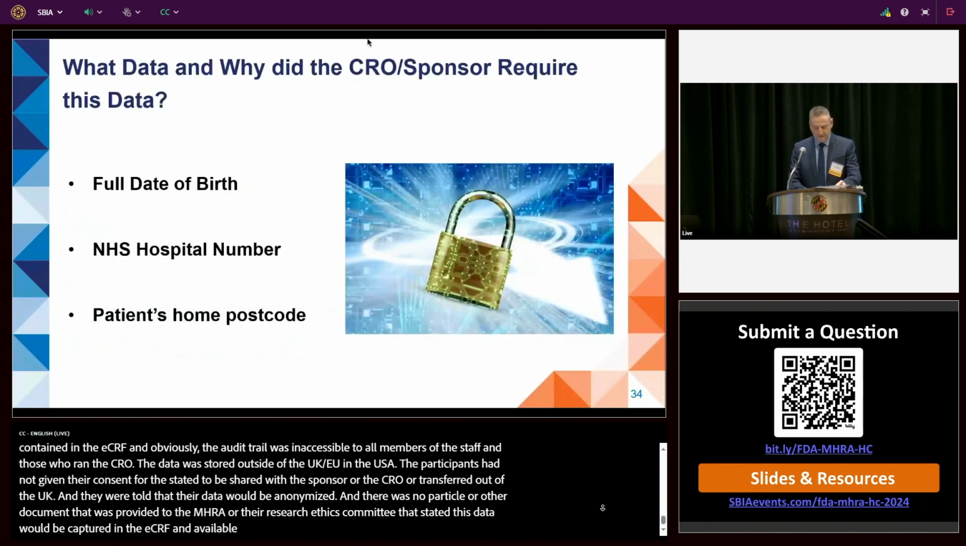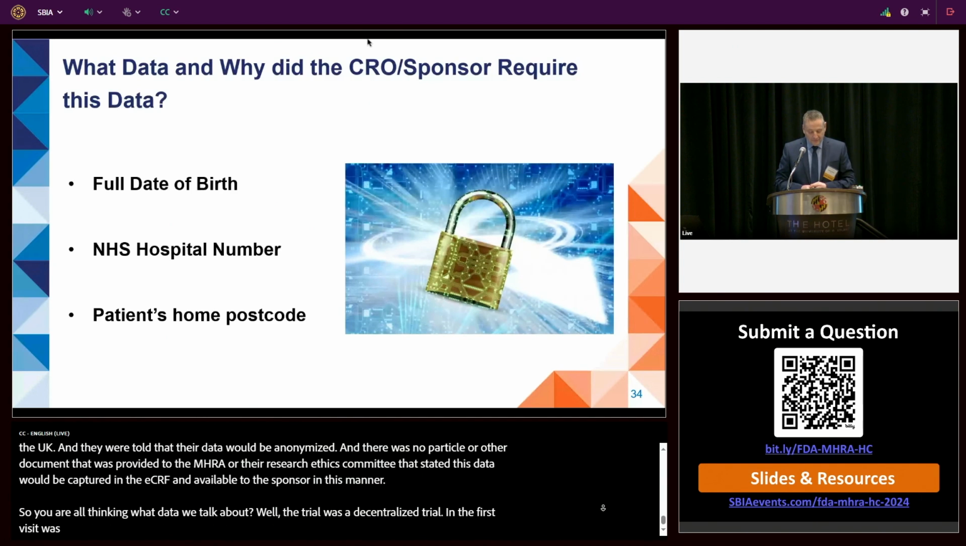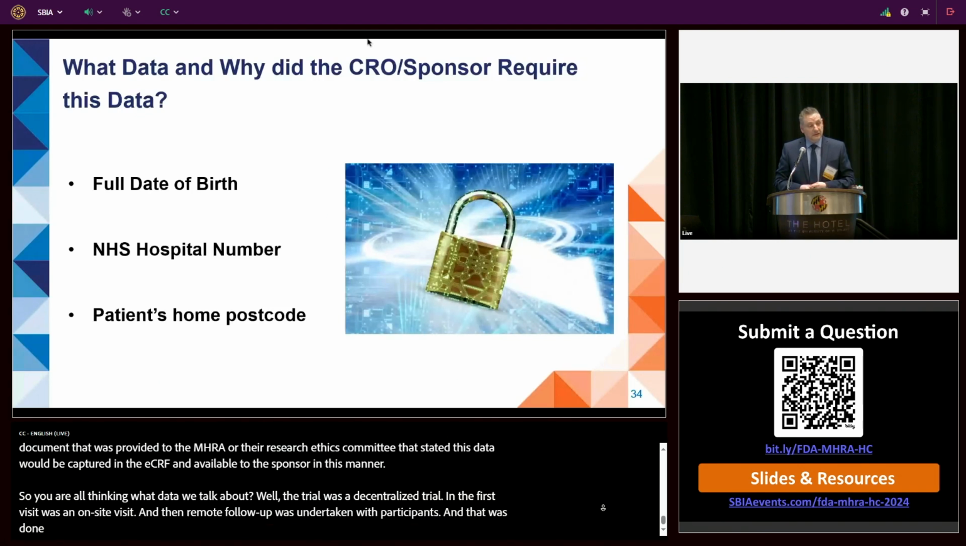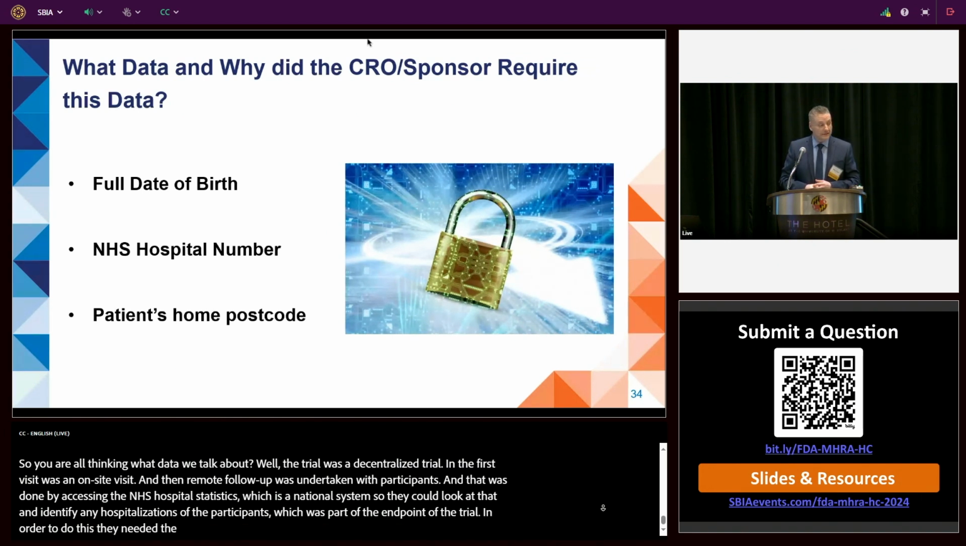So you're all thinking, well, what data are we talking about? Well, the trial was a decentralized trial, and the first visit was an on-site visit, and then remote follow-up of the participants was undertaken by accessing the NHS Hospital Episode Statistics, which is a national system. So they could identify any hospitalizations of the participants, which was part of the endpoint of the trial. In order to do this, they needed the patient's date of birth and their unique NHS number to link the data together so they could pull the right data out of the NHS systems.